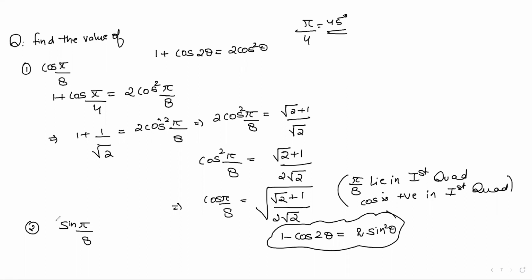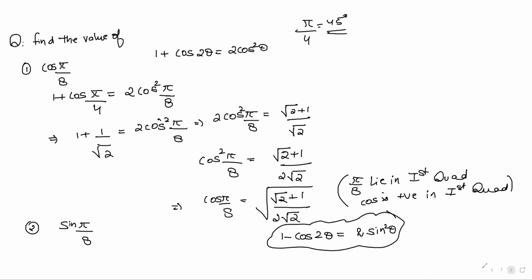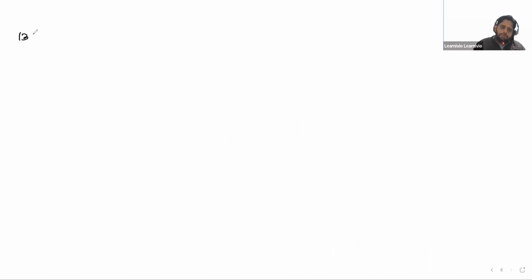Sir, is it root 2 minus 1 by 2 root 2, under root? Yes, that's correct. Root 2 minus 1 by 2 root 2, under root. Okay, now next one. Third is tan pi by 8.